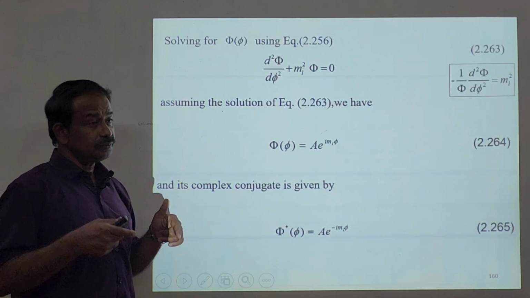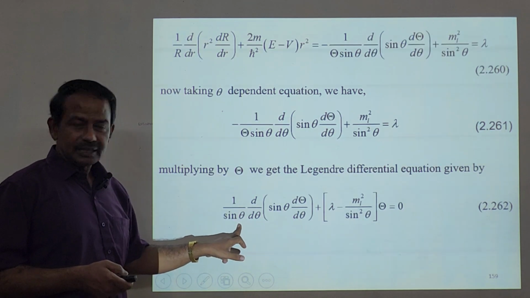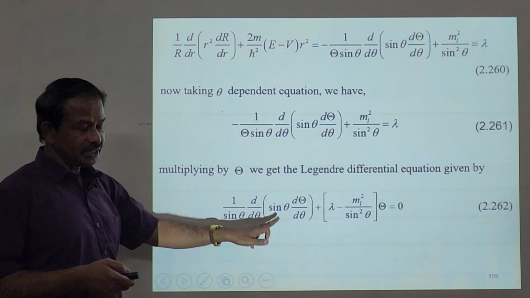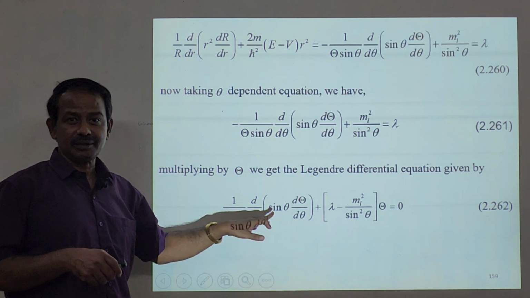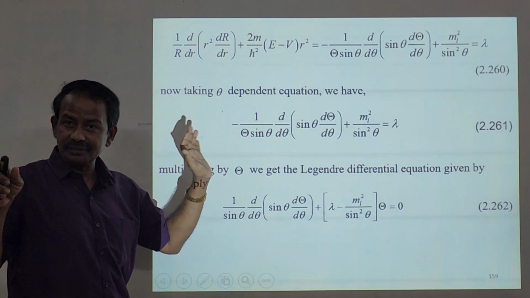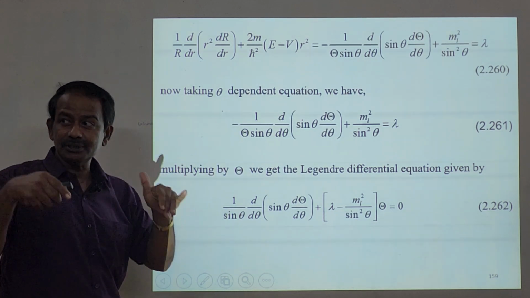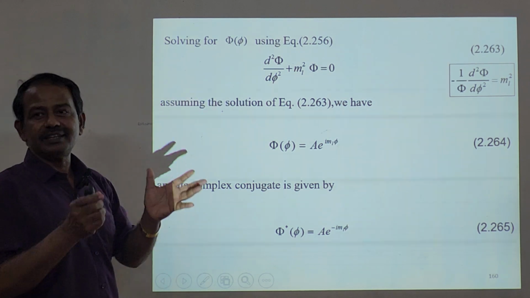Now we'll solve the phi part first. We have now obtained the radial part, and the theta part as well. Already we have obtained the phi part earlier. So we have separated all three equations. Now we are going to have the solutions. The first solution will be for phi. It will be very easy.